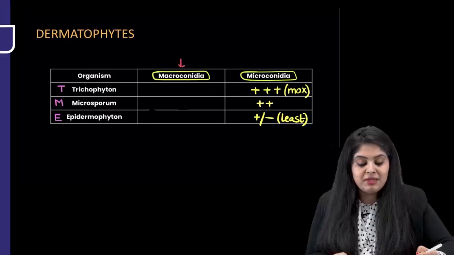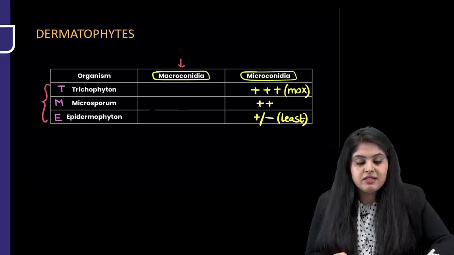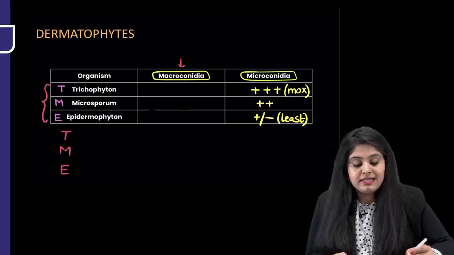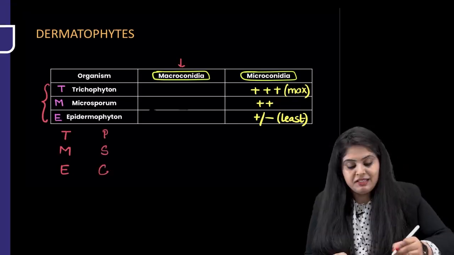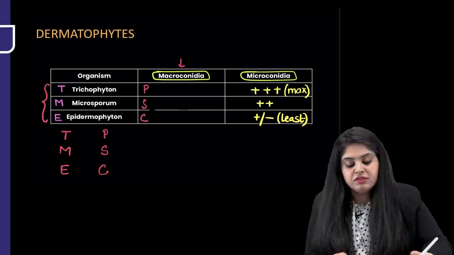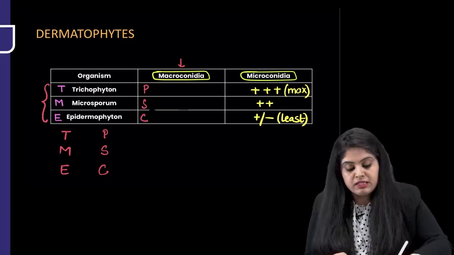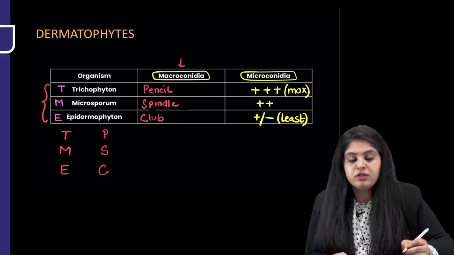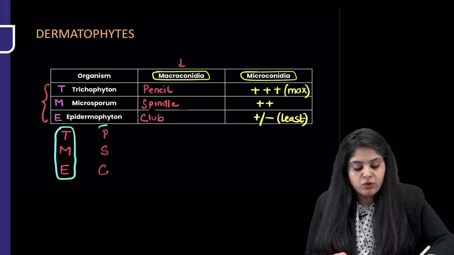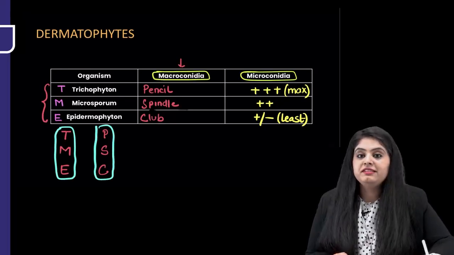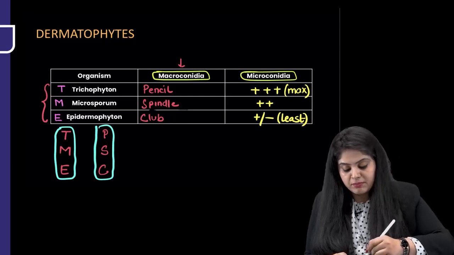When I talk about TME, TME is Telegram, right? I told you Telegram. And my Telegram channel is how I have learnt it. My Telegram channel is Preeti Sharma's channel. Okay, so TME, PSC. Why did I say PSC? Because if they ask you what is the shape of the macroconidia, the first one is going to have a pencil shape, the second one is going to have a spindle shape, and the third one is going to have a club shape. So repeating once again, when I say TME, you are going to learn it as PSC: pencil, spindle, club. Let's go ahead and look at the pictures once again.